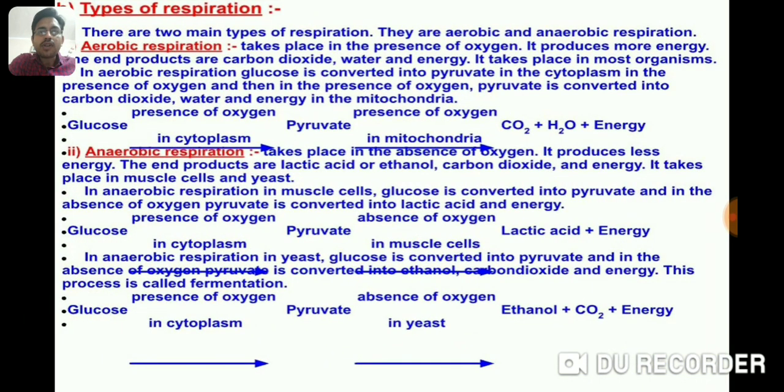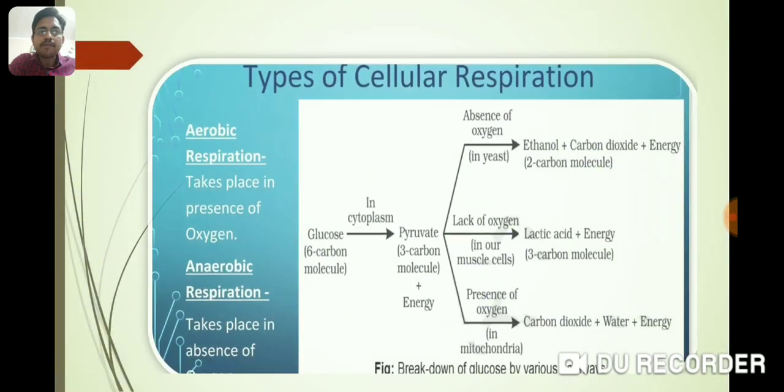I have already talked with you about the types of respiration. Respiration is of two types, aerobic and anaerobic. Aerobic respiration is the type of respiration that happens in the presence of oxygen, while anaerobic respiration takes place in the absence of oxygen. So, what would be the products when glucose is broken down in the presence or absence of oxygen? That we would see through a flow diagram.